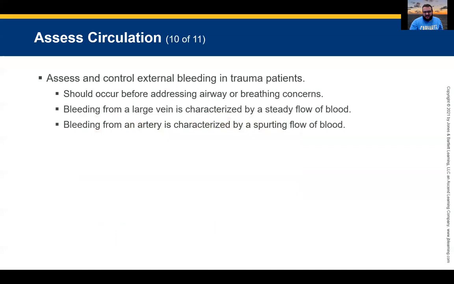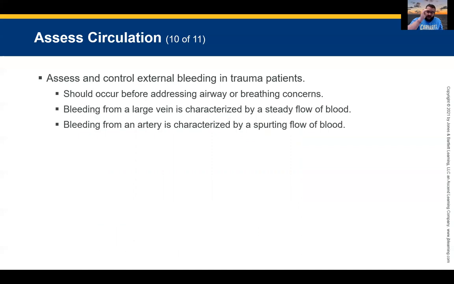So assess and control external bleeding. Again, that is a life threatening issue. We need to fix that first. This should occur before addressing any airway problems. Bleeding from a large vein is characterized by a steady flow of blood. Bleeding from an artery is characterized by a spurting flow of blood.